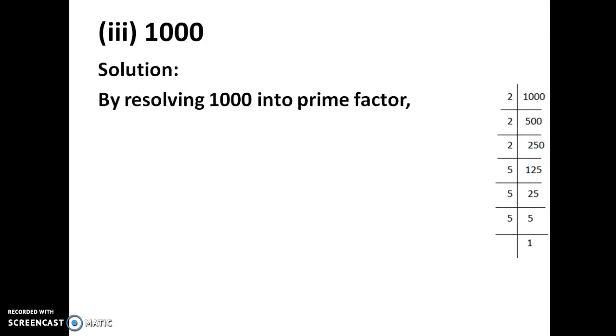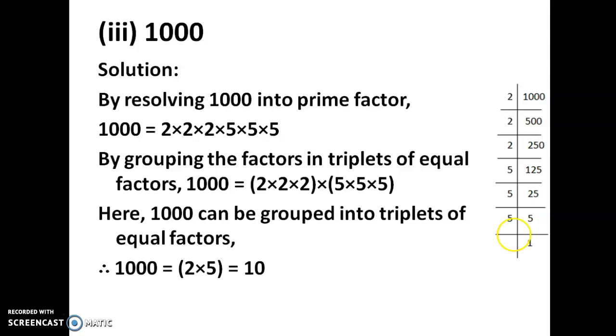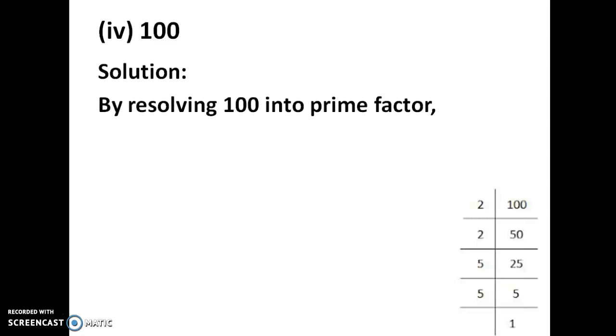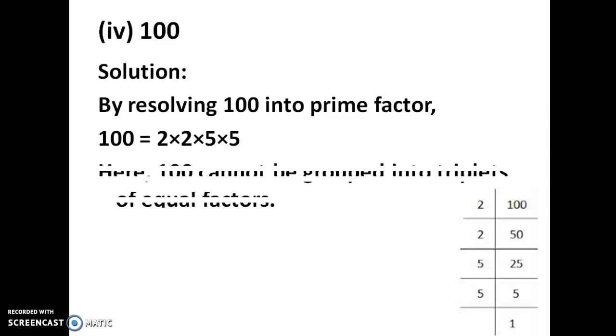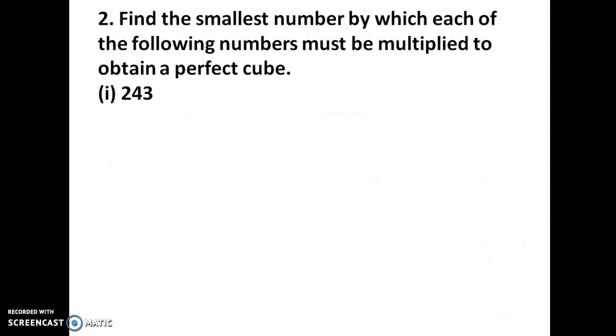Then 1000. By prime factorization, you will get your prime factors as 2 into 2 into 2 and 5 into 5 into 5. So you can make triplets of 2 and 5. You can write it as 2 into 5 equal to 10. So 1000 is the cube of 10. Then 100. If you factorize 100, you will get 2 into 2 and 5 into 5. So you cannot make sets of triplets. So 100 is not a perfect cube.